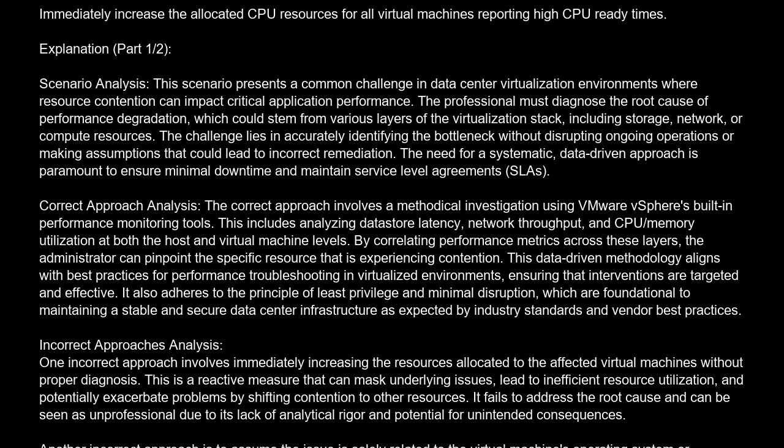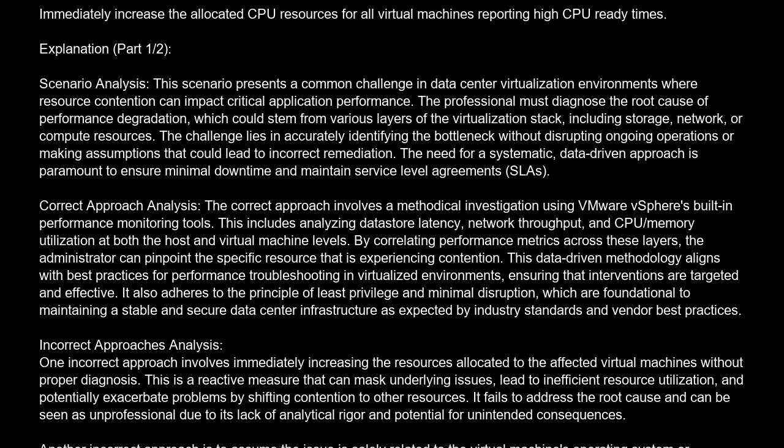This data-driven methodology aligns with best practices for performance troubleshooting in virtualized environments, ensuring that interventions are targeted and effective. It also adheres to the principle of least privilege and minimal disruption, which are foundational to maintaining a stable and secure data center infrastructure, as expected by industry standards and vendor best practices.